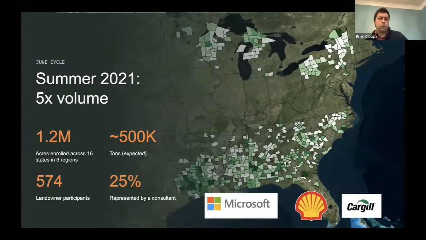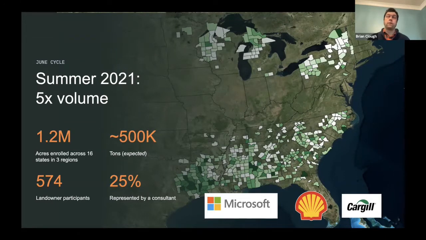So, in terms of what we've been up to, in summer of 2021, we've enrolled about 1.2 million acres across 16 states and 3 ecoregions. Currently, most of the acreage is coming from the U.S. South, but as you can see, a pretty significant portion of acreage is in the Lake States, as well as in Pennsylvania and New York. This is going to total about 500,000 tons of expected carbon sequestered. Roughly 575 participating landowners, with a good chunk of those represented by consulting foresters.